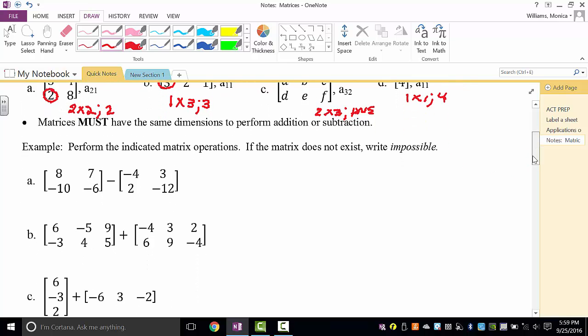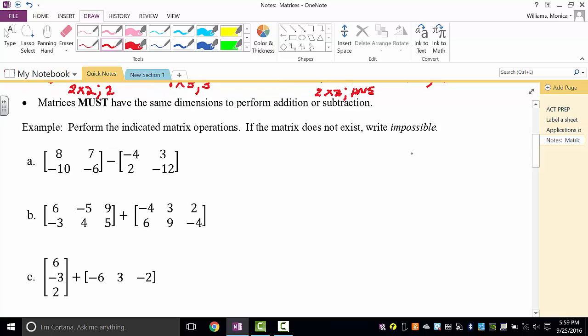In order to add or subtract matrices, the matrices must be the exact same size, must have the same dimensions. So for example, A, both are 2 by 2, so we can simply subtract 8 minus a negative 4. 7 minus 3. Negative 10 minus 2. Negative 6 minus negative 12 is positive 6.